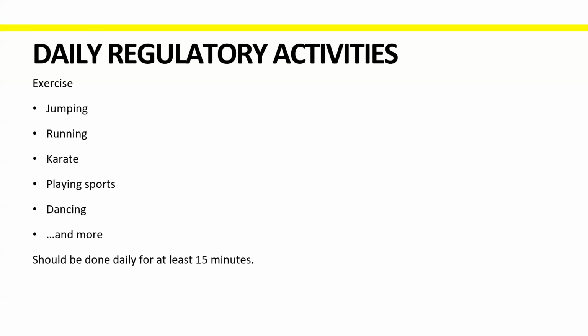In fact, research shows that regular physical activity can help to reduce anxiety and emotional outbursts, help with impulse control, support social skills, and improve attention and focus. Some examples of these daily regulatory activities are jumping, running, doing karate, playing sports, dancing, and more. These activities are recommended to be done daily for at least 15 minutes for the best results.